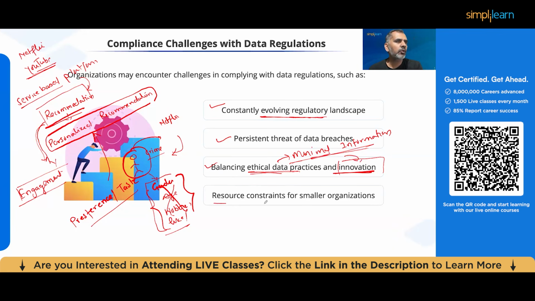And next is the resource constraint for smaller organizations. This is another challenge. If there is an organization which is pretty small, a startup, and you talk about applying all these data ethical practices, you need to purchase certain licenses and resources. These resources are not available, so small organizations may violate some of the data ethical practices. There are certain challenges, and accordingly, you have to tackle them.